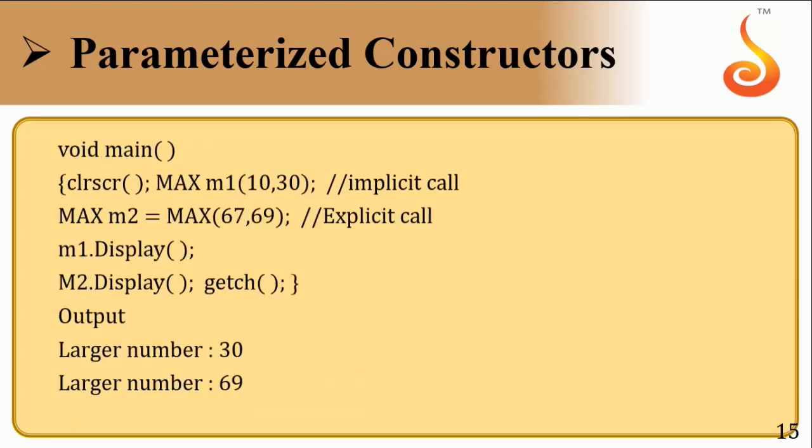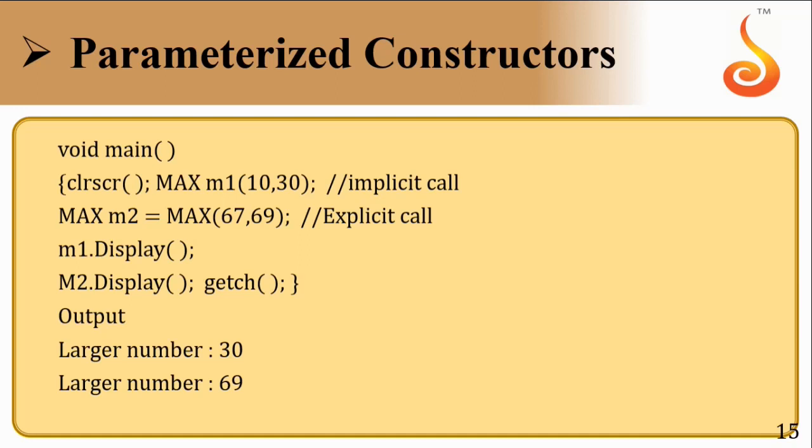Then what am I doing? I have to pass arguments. See, in main, Max m1, how do I create an object? Class name, space, the object name. That is how I create an object, and while creating the object only, you pass arguments to the parameterized constructor.